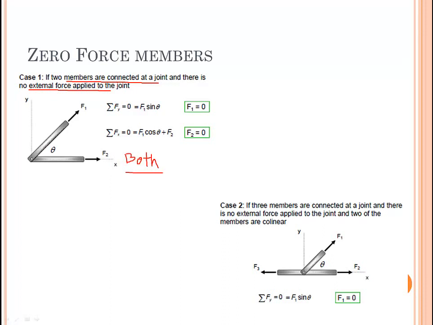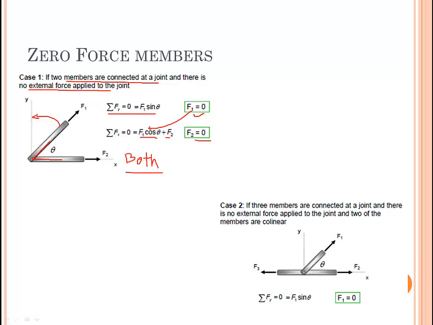In this example, two members are connected at this point and there is no external load. So if we resolve the force in y direction, we get F1 sin theta equals 0, which means F1 equals 0. And if we resolve force in horizontal direction, F1 cos theta plus F2 equals 0, which, substituting this value here, we get F2 equals 0. So both of them are zero force members.